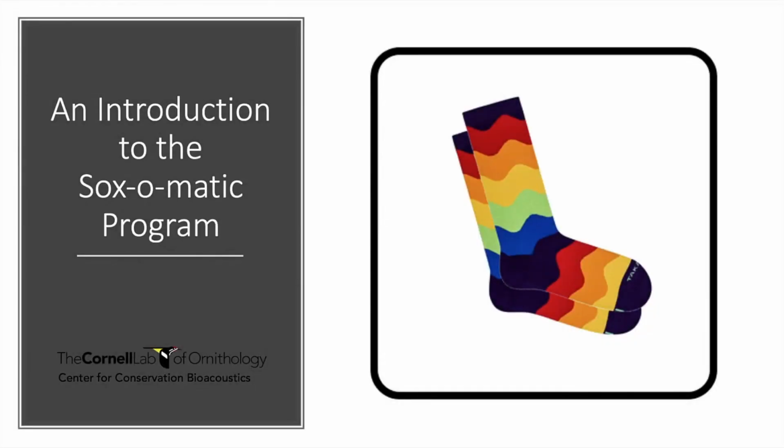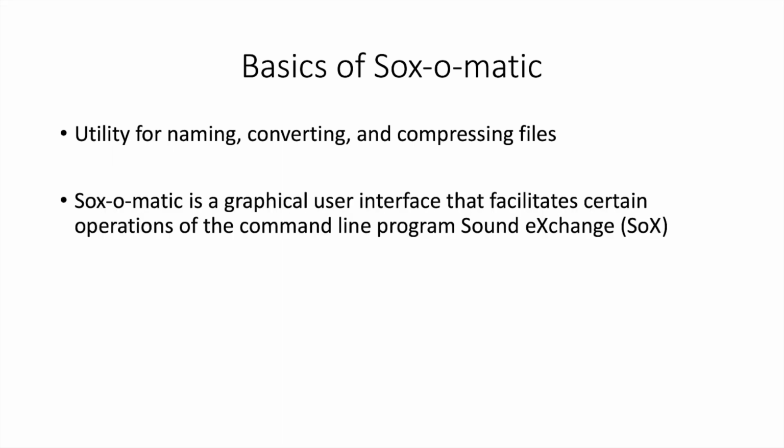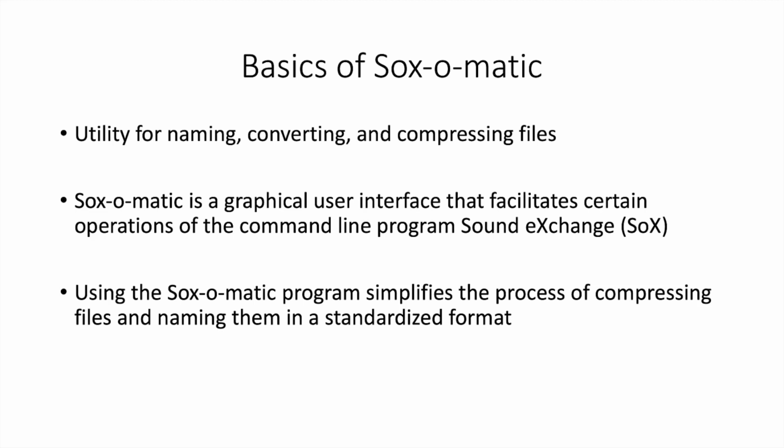This is a brief introduction to the Sox-o-matic program. Sox-o-matic is a utility for naming, converting, and compressing files. It's a graphical user interface that facilitates certain operations of the command line program Sox-exchange. So basically, Sox-o-matic gives us a set of buttons that we can use to interact with Sox-exchange without having to do command line coding. Using the Sox-o-matic program simplifies the process of compressing, converting files, and naming them in a standardized format.